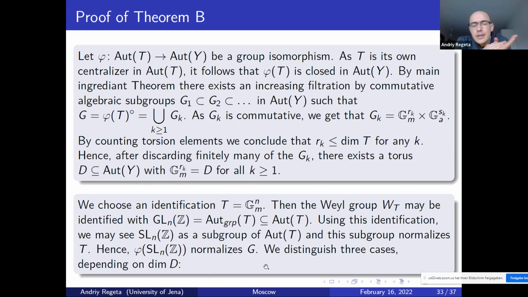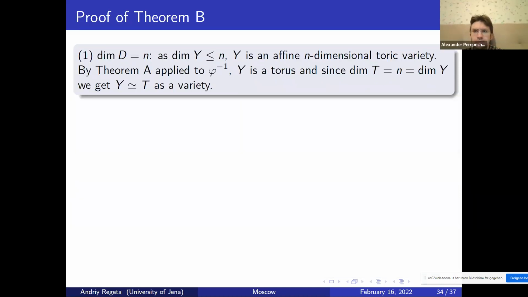So now we distinguish three cases depending on the dimension of the algebraic torus D. The first case is dimension of D equal to n. Well, in this case, because the dimension of Y is less than or equal to n, we have that Y is an affine n-dimensional toric variety. And now simply applying Theorem A to the isomorphism φ^{-1}, we conclude that Y is isomorphic to T as a variety. So this is kind of a trivial case.